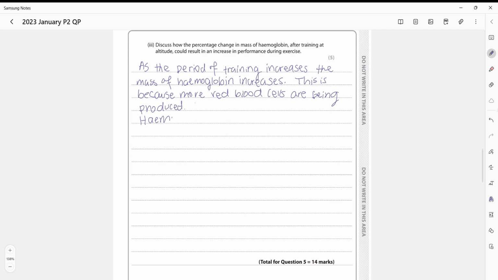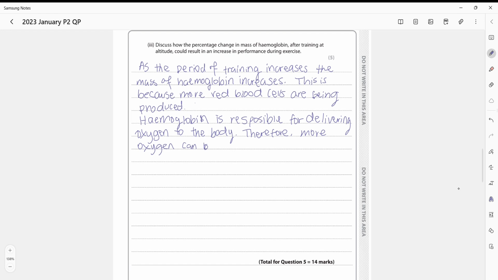So hemoglobin is responsible for delivering oxygen to the body, and therefore more oxygen can be carried to the muscle for respiration, or I should say specifically for aerobic respiration, to release energy.